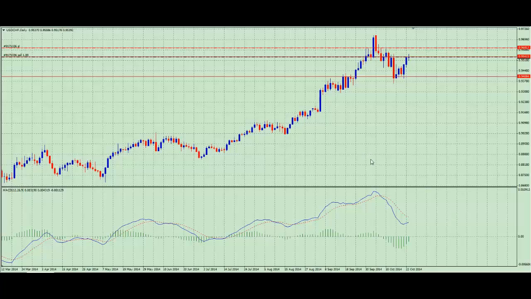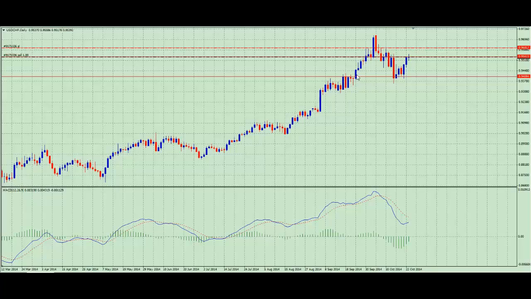We are taking a quick look at the US dollar Swiss franc, just a simple analysis to share some technical trading skills and things that you need to be looking for. On the daily chart at the moment we can see that price has been rising in an uptrend since the lows of April of this year. Price has been literally pushing up from there.